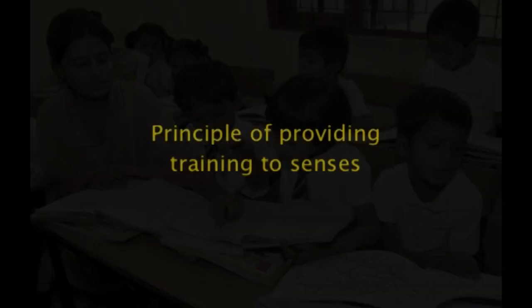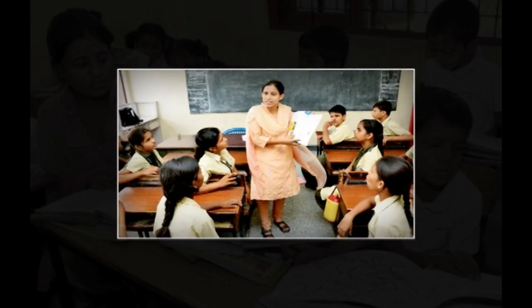And then comes the principle of providing training to senses. Senses play a very important role in the process of learning. In fact, senses are the gateway to knowledge. During the process of teaching, the learner should be trained for observation, experimentation, identification, discrimination, generalization, etc. Seeing, hearing, and other such experiences are very important for the learner. The teacher should provide such experiences to the learners. Now, let us see what is a teacher's role.